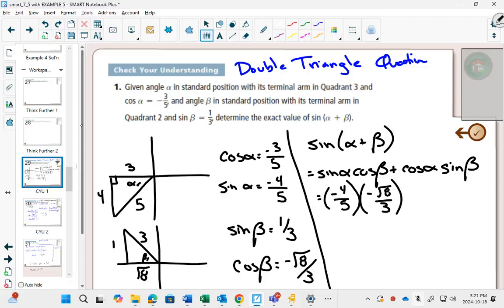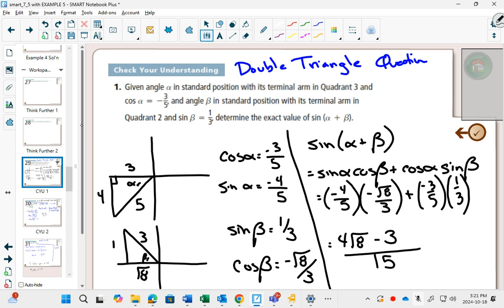So your brain was telling you, just do what you're used to doing. That must be the right thing if you do it often. Well, in this case, you don't know what alpha is. You know all of sine alpha, you know all of cos beta is this, then plus, I know all of cos alpha is -3/5, and all of sine beta is 1/3. To get our final answer here, we need a common denominator. They will have a common denominator of 15. And here I'll have positive 4 root 8. Don't need to simplify that root 8. Minus 3. This is our final answer.